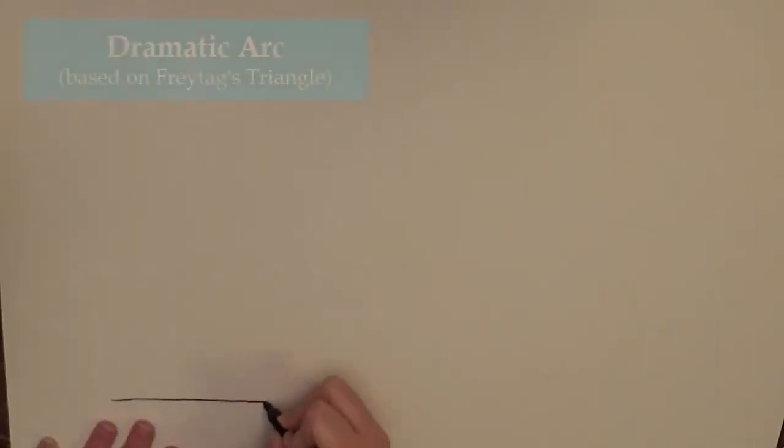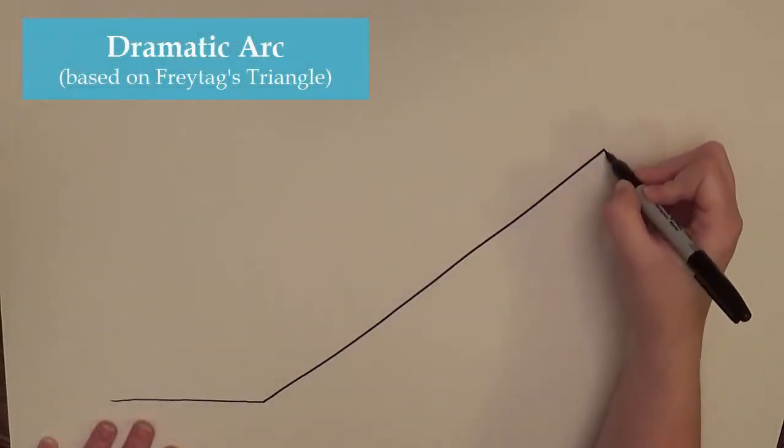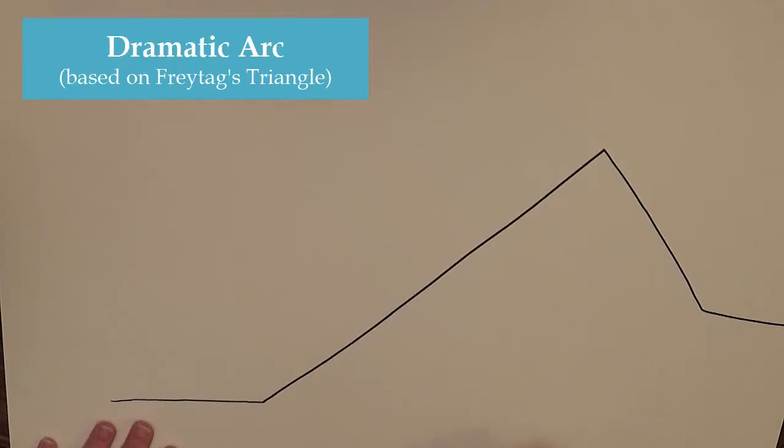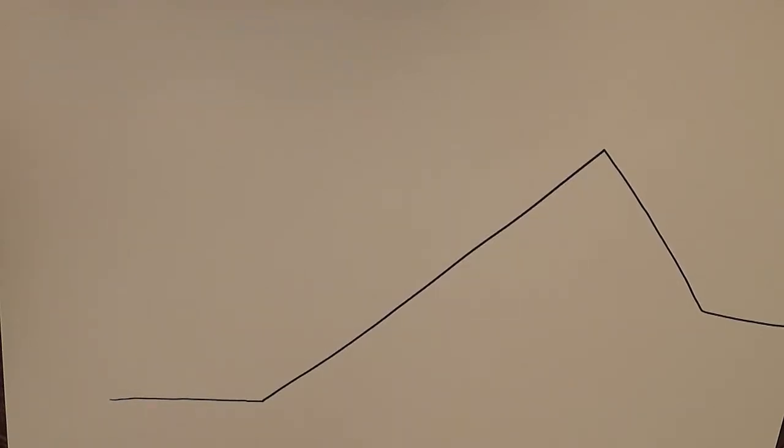The dramatic arc provides a visual representation of the structure of a story. Most novels, plays, and movies will follow this basic structure, and learning scenarios can be organized in this way as well. First, we have exposition.